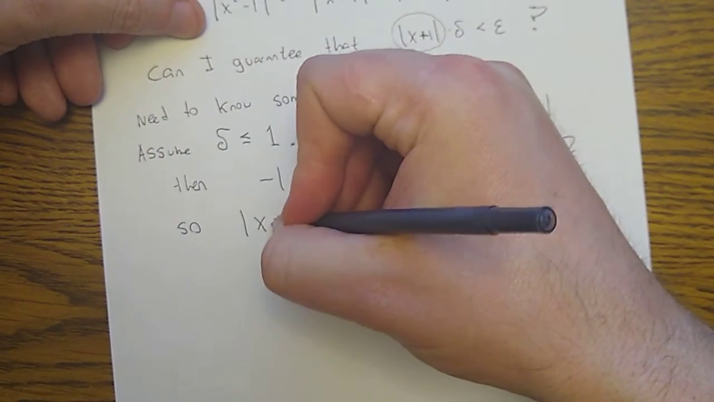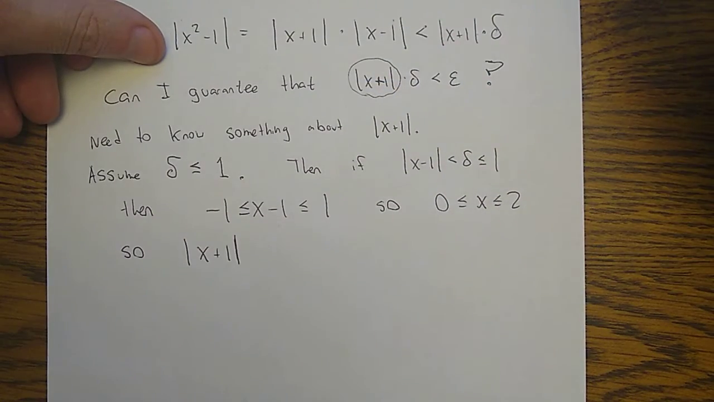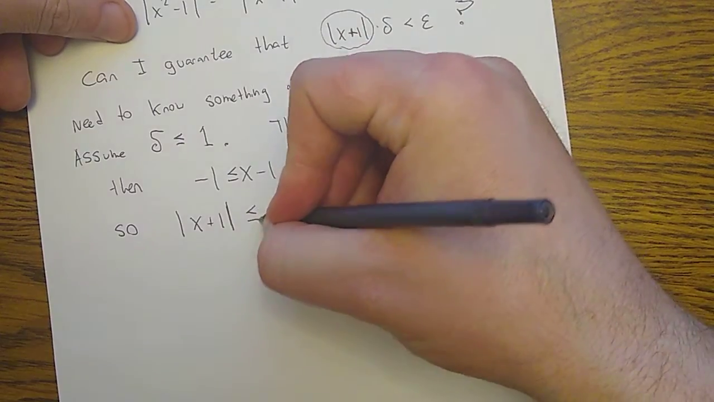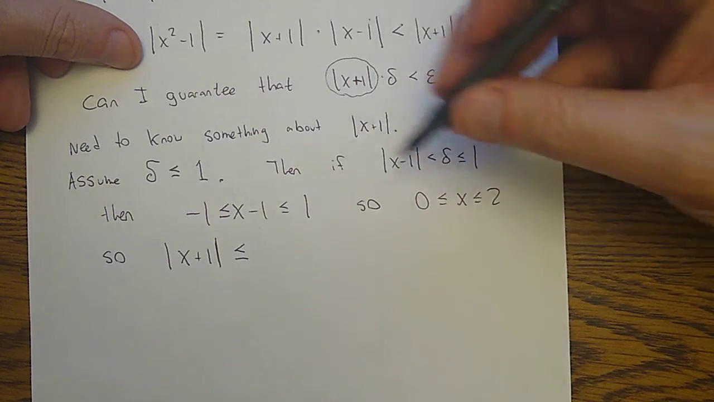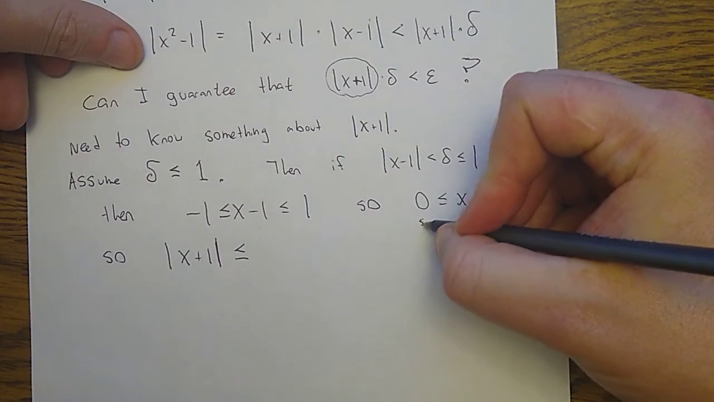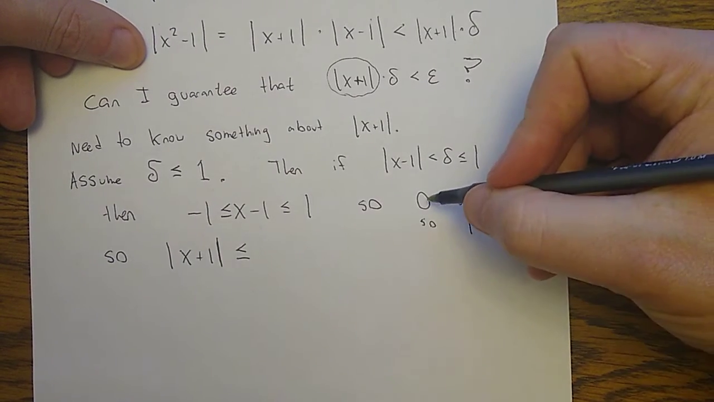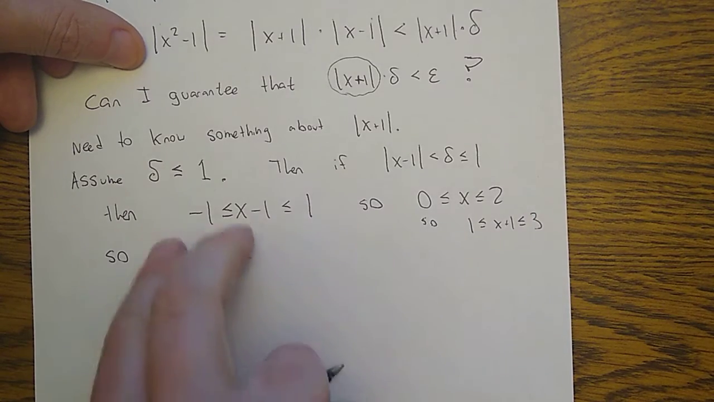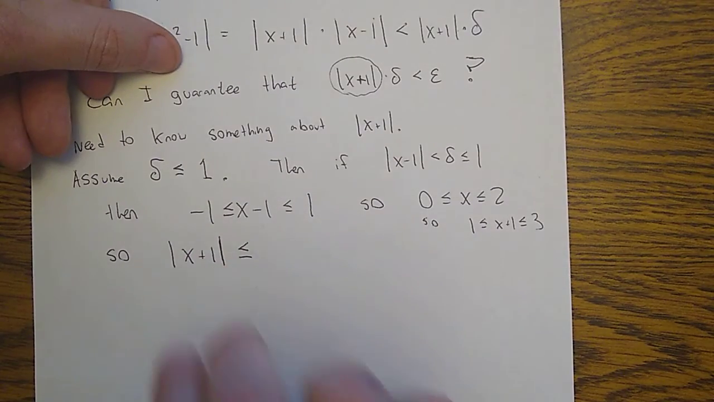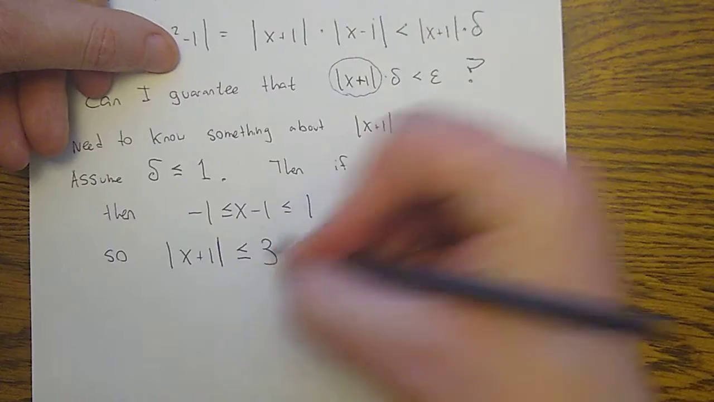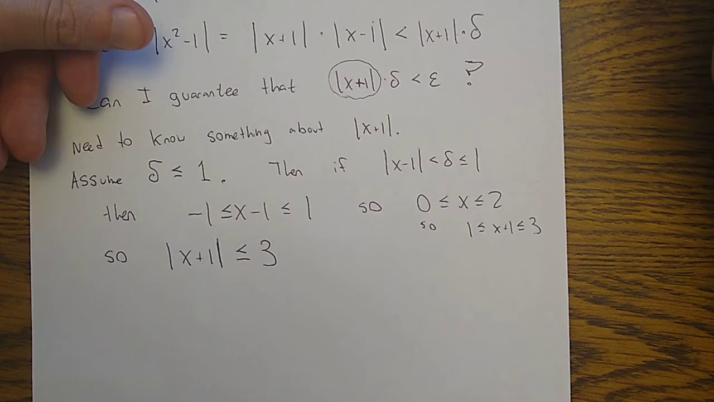So what am I really trying to do here? I was trying to figure out something about the absolute value of x plus 1. Now, if I know that x is between 0 and 2, then x plus 1 is between 1 and 3. So then the absolute value, if x plus 1 is between 1 and 3, is already a positive number, so the absolute value doesn't do anything, and this is at most 3, just because that's the largest number in this range that we're talking about.